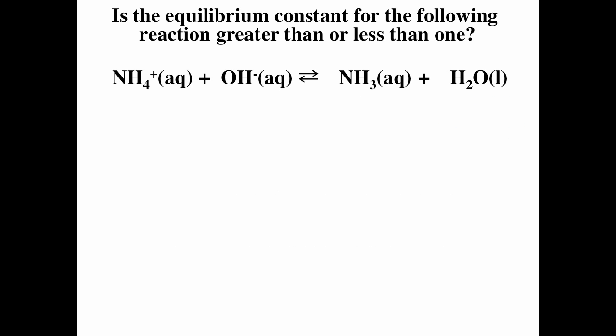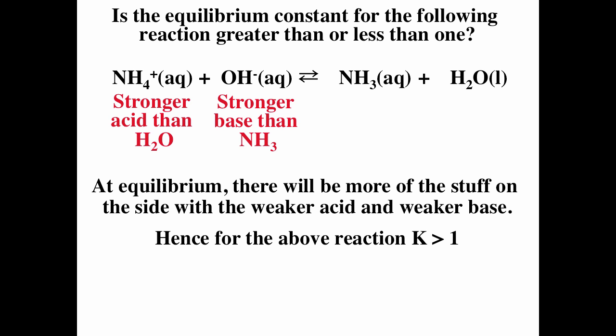If we look at this one, we have ammonium ion and hydroxide going to ammonia plus water. And so again, we just need to figure out one of them. Hydroxide is going to be a stronger base than the ammonia. And so the reactants are stronger, they're more reactive. And so at equilibrium, we should have more products. And so K should be greater than 1. Really kind of cool. And so we talked about Kw, Ka, Kb.